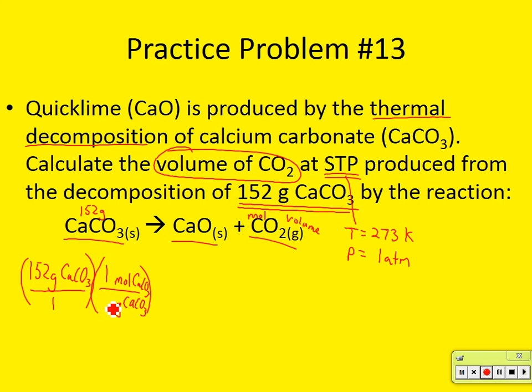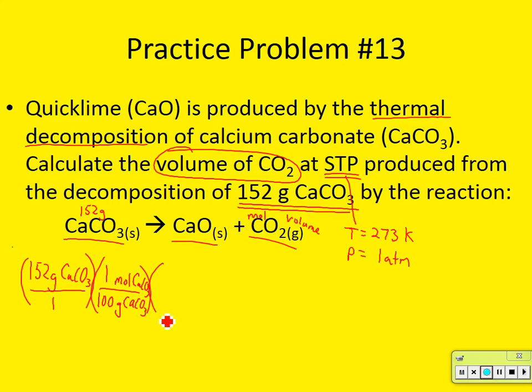Well, in 1 mole of calcium carbonate, what's its molar mass? We need to look that up on the periodic table. So we've got one calcium. Calcium is how many grams? 40. A carbon is 12 grams, so 40 plus 12. And then we've got 3 oxygen. Oxygen by itself is 16, so we're going to add 16 3 times. What are you guys getting for the molar mass? 100 grams, exactly. Okay. And so that gets me to moles of calcium carbonate.